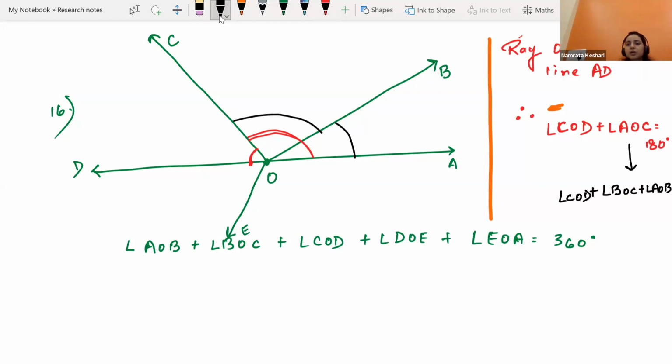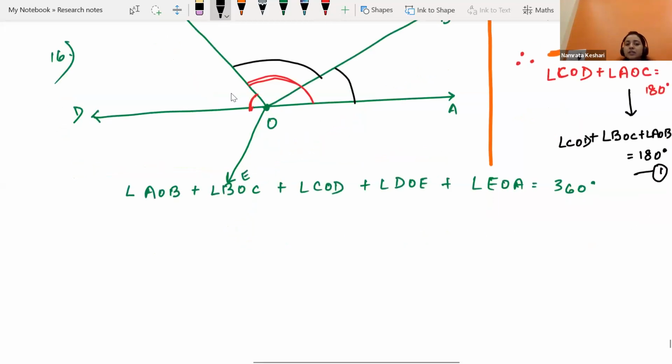This all added together is 180. This much information. Let's say this is equation number one. And similarly, on the other side, we have a ray OE standing on the line AB. So we can say that angle AOE plus angle BOE is also 180 degrees. Beside that, you can write linear pair, or you can write it properly as the theorem.